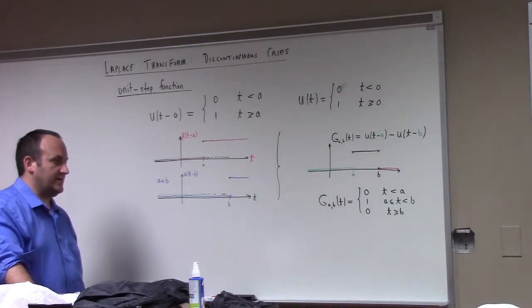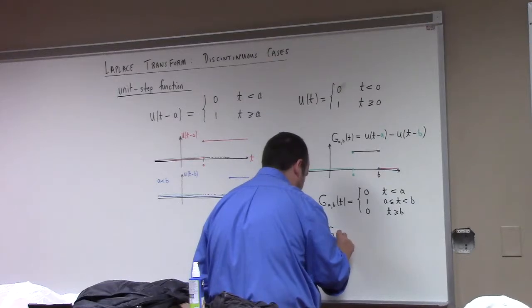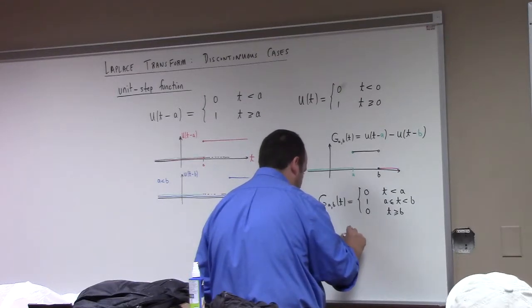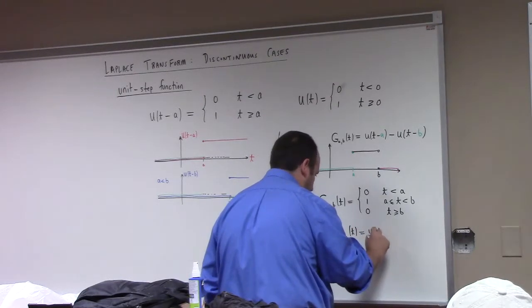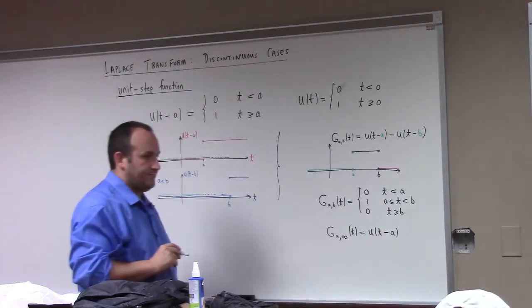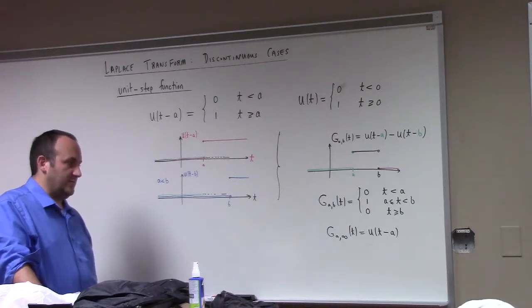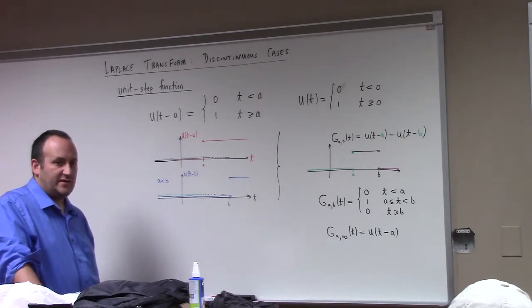Now, we could also define, and we should define, let's say, g of a comma infinity to just be what? That would just be u of t minus a. Because it's 1 at time a, and it just continues to be 1 after that. So it's kind of an open gate in some sense.